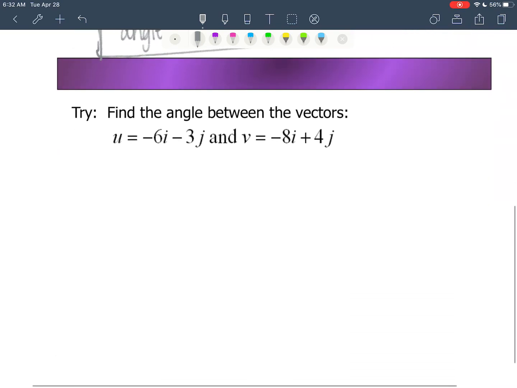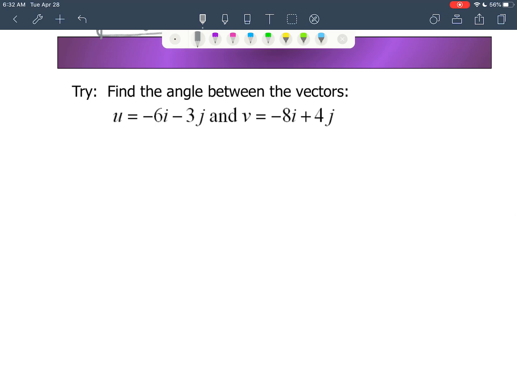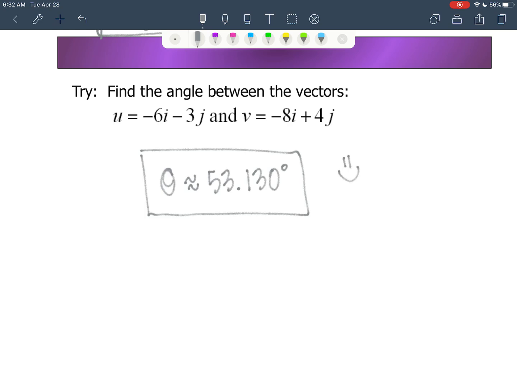Okay, let's go ahead and do this try. Go ahead and press pause, because when you come back, I am simply giving you the answer. So press pause now, because here comes the answer. Theta is approximately 53.130 degrees. If you got that, you're all aces.